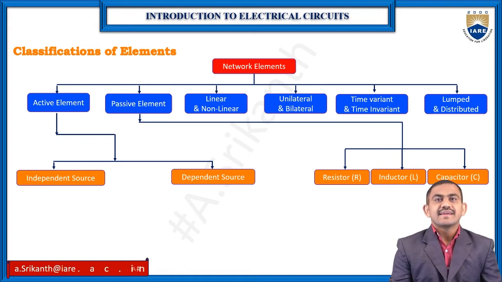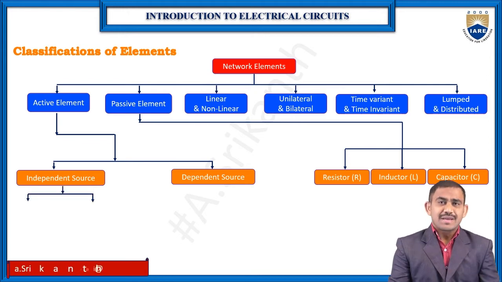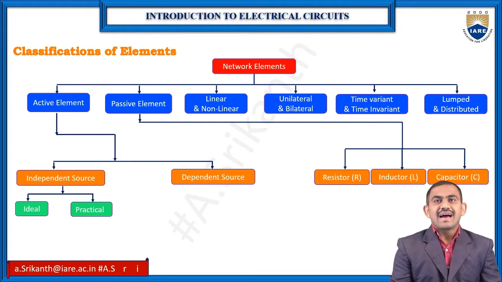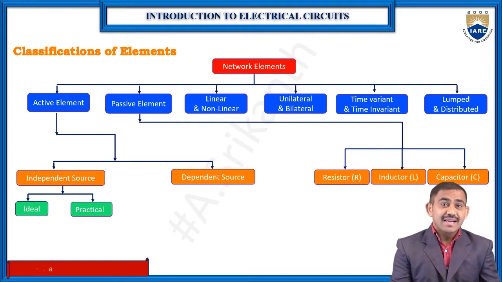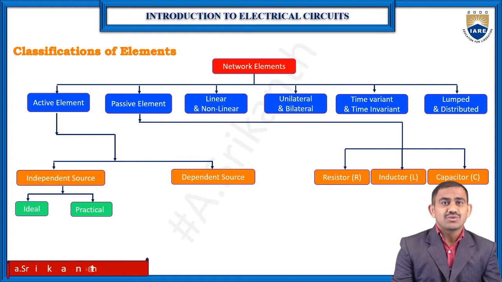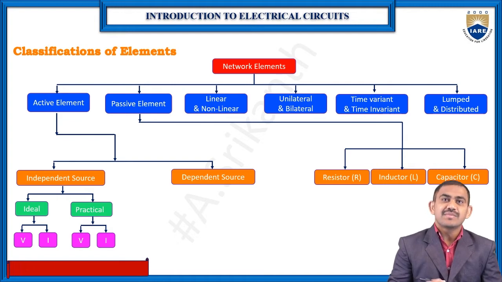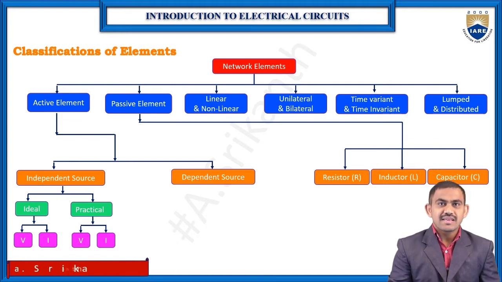Now again, independent sources. Which sources do we have as independent? Independent sources are again divided into two types. Those are ideal and practical. And ideal and practical are again divided into two types. Those are voltage ideal independent source and current ideal independent source. So here we have independent sources of four types.